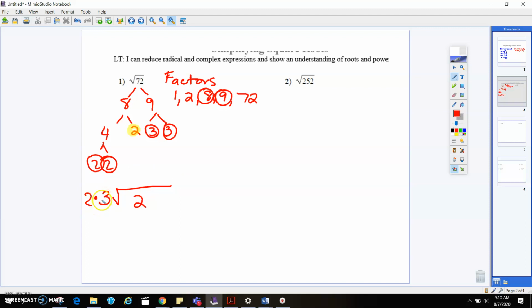So we're going to take 2 times 3. That's going to give us 6. And we're going to have the square root of 2 on the inside.